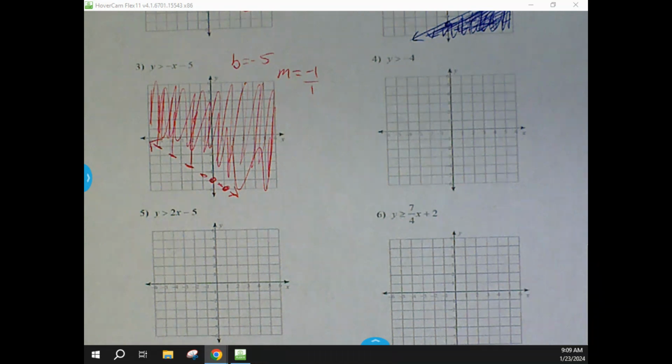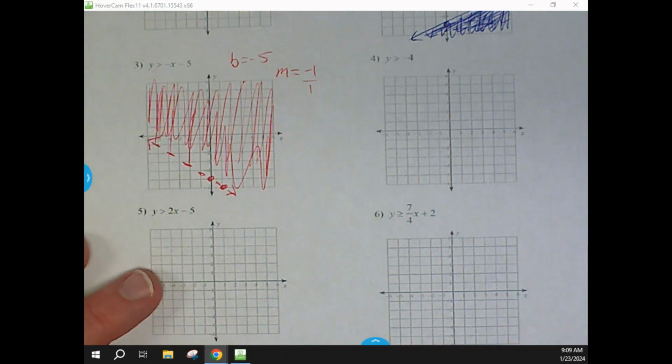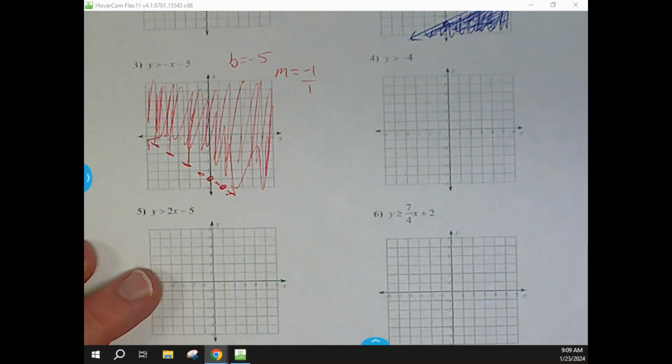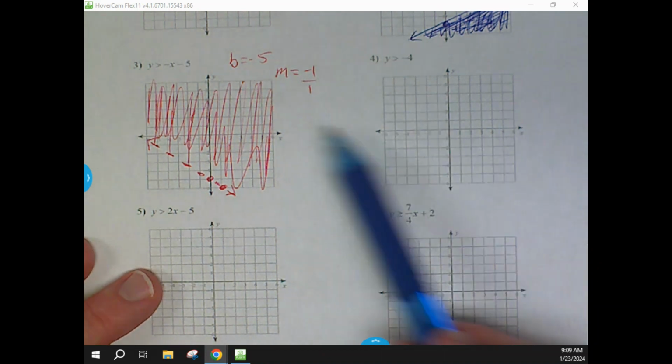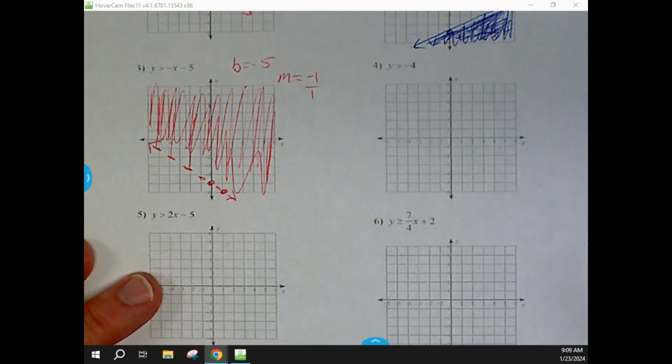Okay, and then number 6. Only one letter. So this is kind of good. This is going to take us back a little bit because, again, have to get back in our time machine here. It's only one letter, so we're only going one direction. So it's either vertical or it's horizontal. We just got to figure out which one it is.